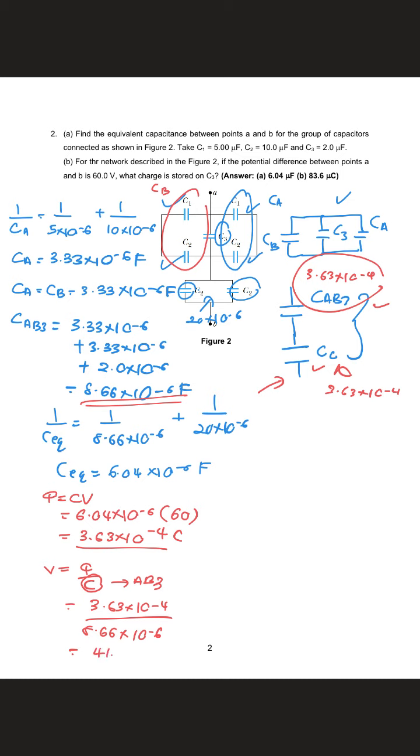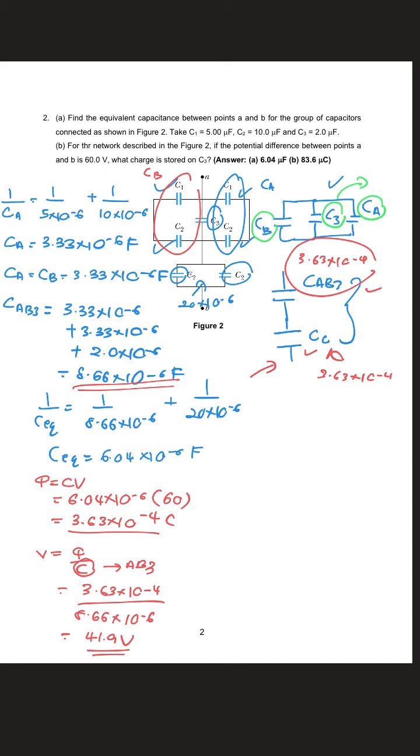So you get 41.9 volt. It means that in this combination, CB, C3, and CA have the same voltage because they are in parallel, which means C3 also has a voltage of 41.9. Therefore, from there we can find the charge stored on C3 using Q equals CV. This is the C3 value: C3 is 2.0 microfarad.